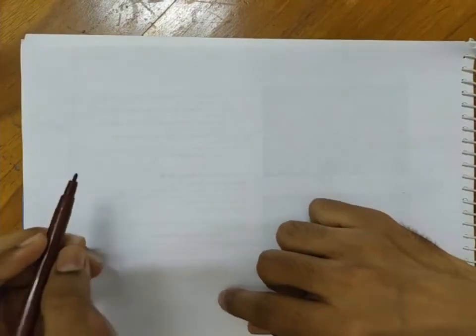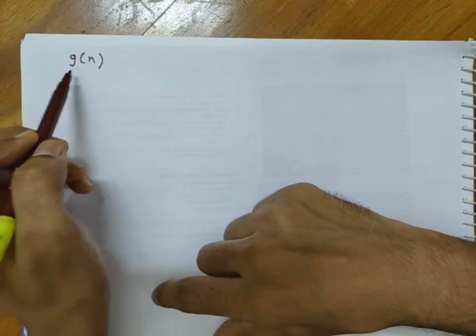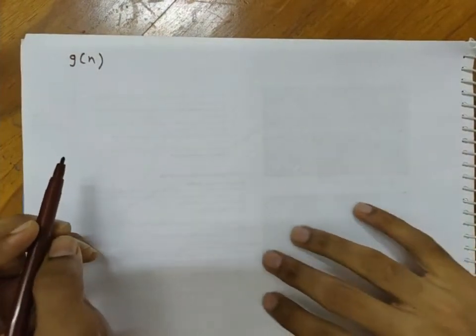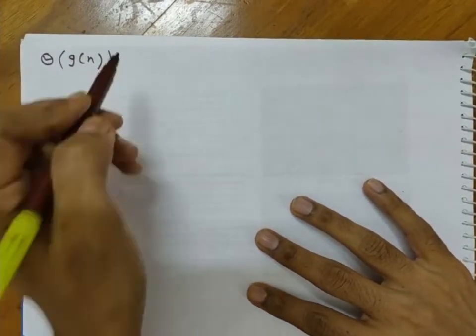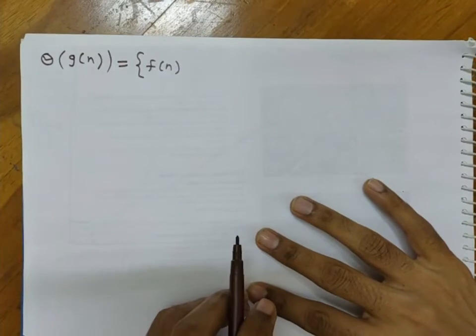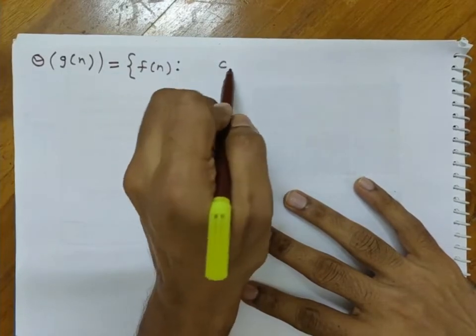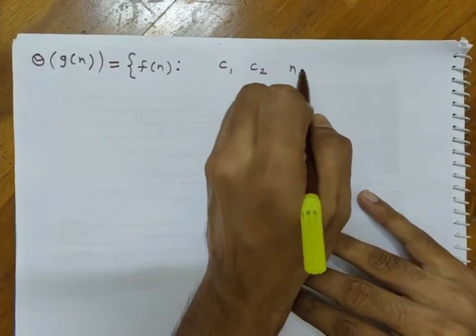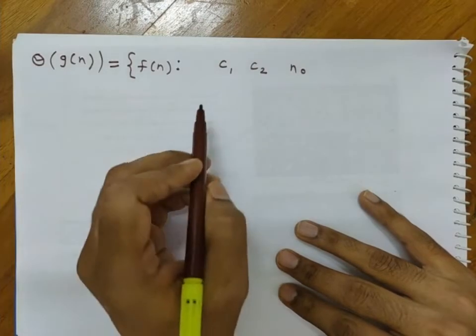Okay, so let's consider a function g(n). So it's a function with n as the input, and then we are going to define a set which is theta of g(n). Okay, so this set will include all the functions f(n) such that there is some condition which we have to meet. Okay, so we have to find three constants, c1, c2 and n0.